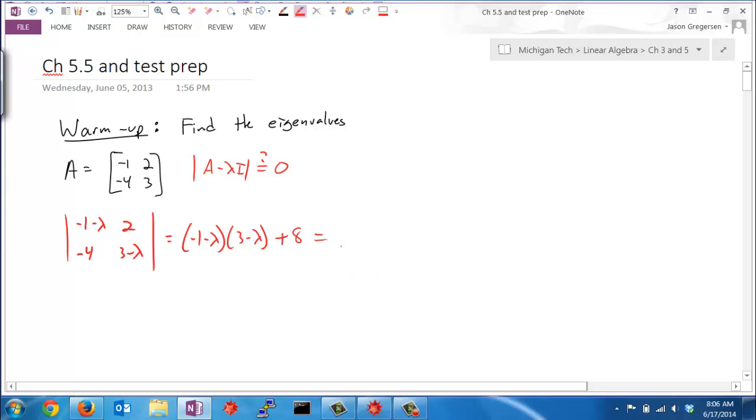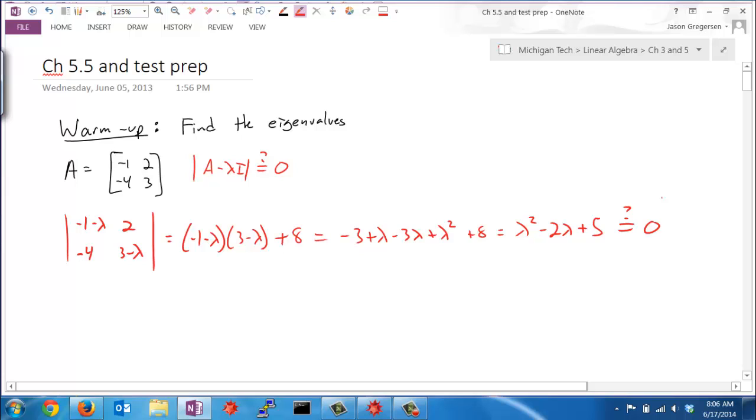We'll multiply that stuff out. We'll get negative 3 plus lambda minus 3 lambda plus lambda squared, again plus 8. And I'll reorganize here. Lambda squared minus 2 lambda plus 5. And the question is, when's that equal to 0?